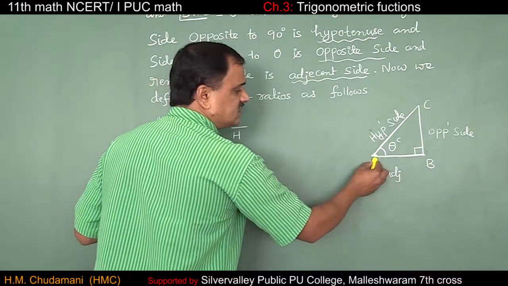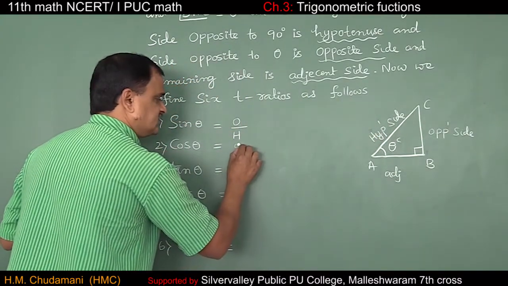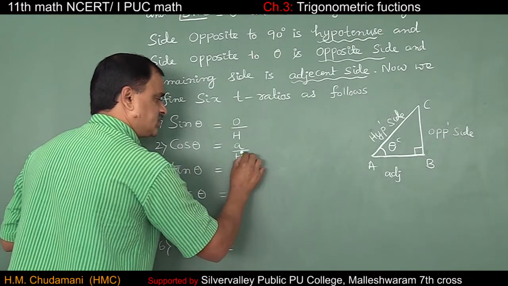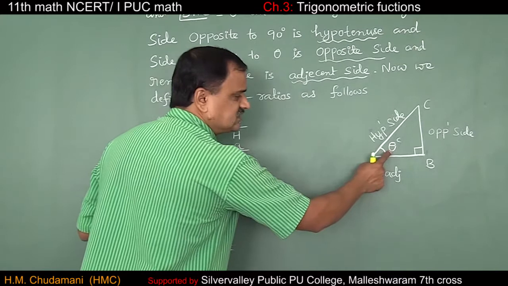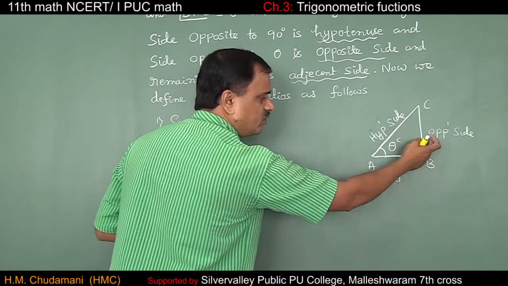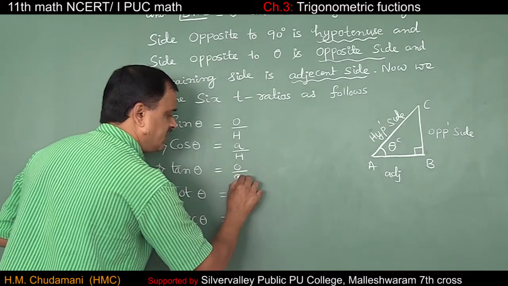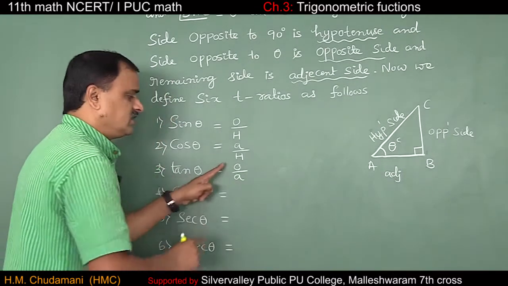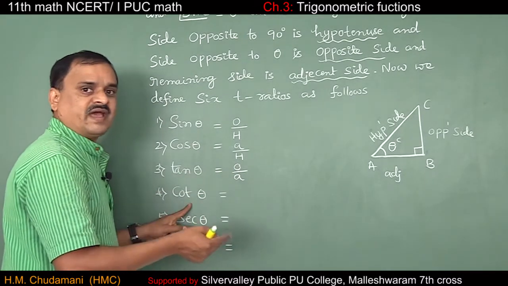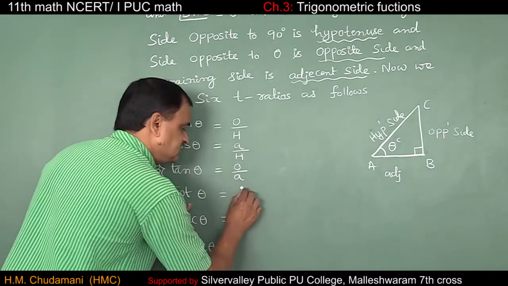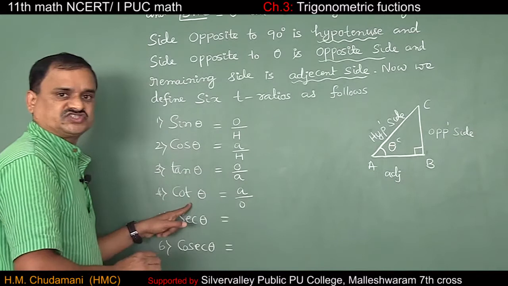Cosine of the angle theta is adjacent side divided by hypotenuse side, A by H, just to remember. And tangent of the angle theta is opposite side divided by adjacent side, that is O divided by A. So tan theta is opposite side divided by adjacent side. Cot of the angle theta is the reciprocal of that, adjacent side divided by opposite side.